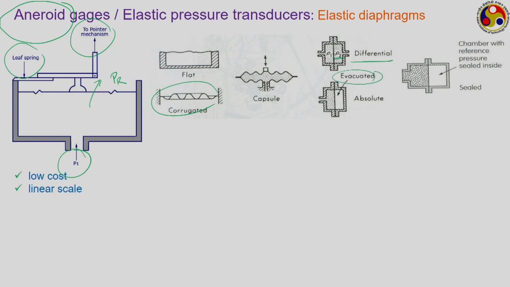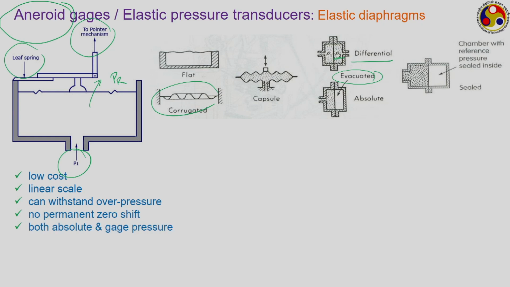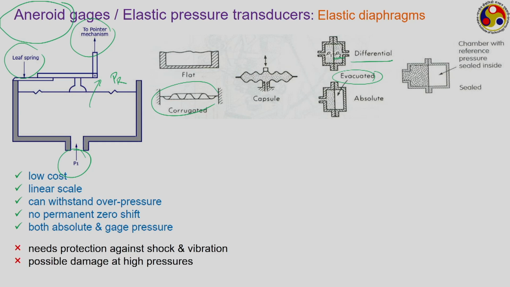So these are very low cost devices, can provide a linear scale, and can withstand over pressure because of the stiffness of the diaphragm itself. There is no permanent zero shift, and we can get both absolute and gauge pressure measurement. However, the issue is that it needs protection against shock and vibration. There can be possible damage if it is subject to very high pressure and also high temperatures, and they are generally difficult to repair. They are just one off use, or maybe just permanently connected to certain kind of installations.